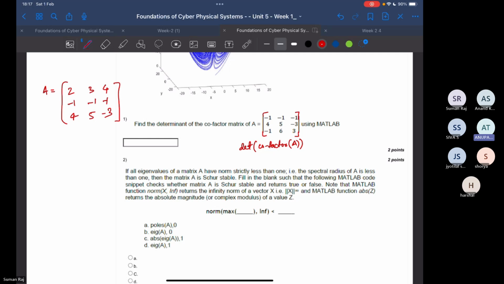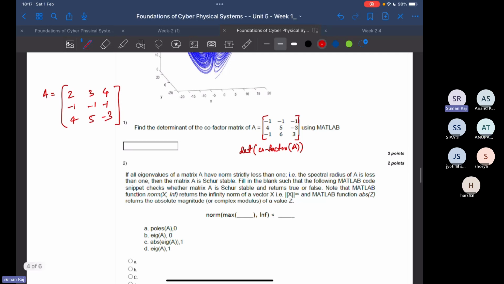Now can you calculate the cofactor of this matrix that I have written over here? Tell me. Cofactor is -1, -1, 5, -3. No, it won't be like this. It will be a 3 cross 3.